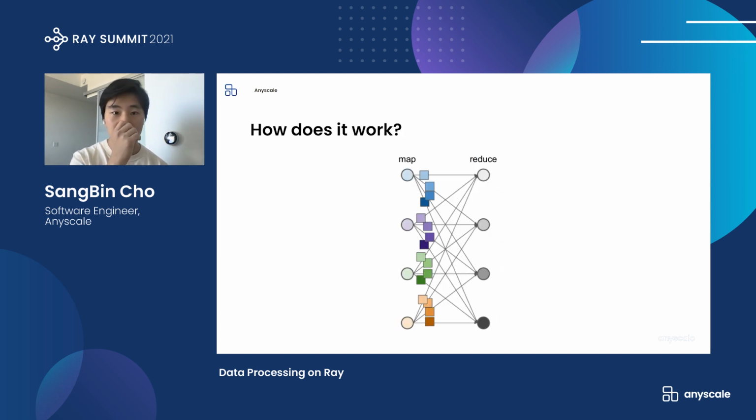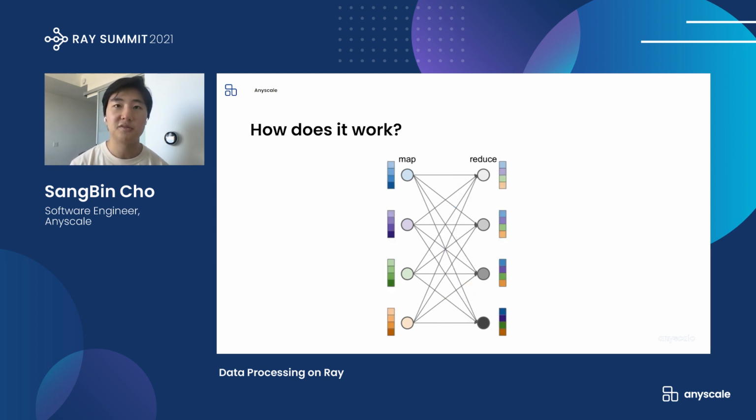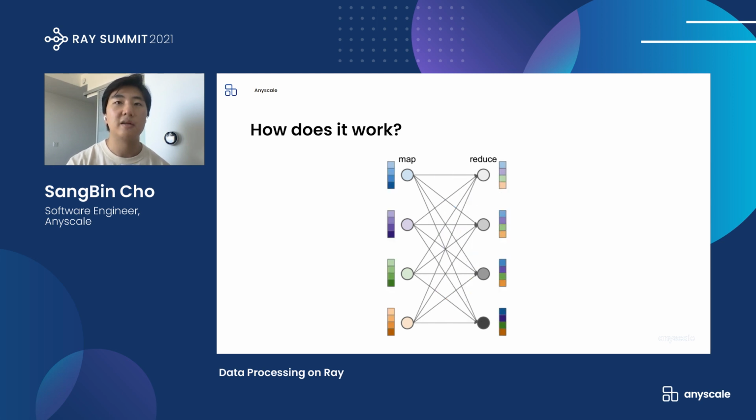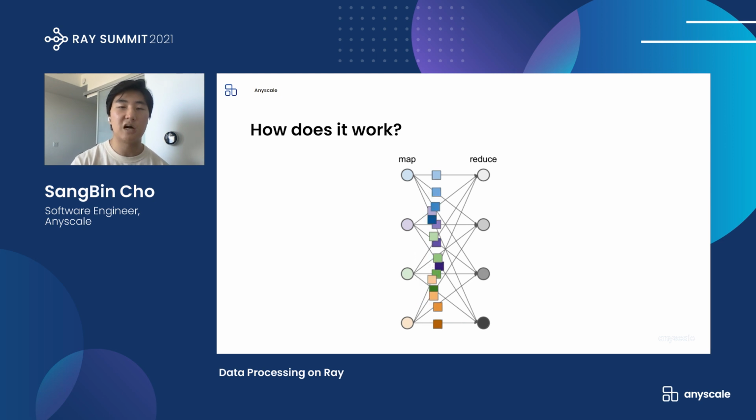So how does shuffle work? As you can see, shuffle consists of map and reduce phases. Each circle means a task, and each square means an object. The objects from each map task are streamed over to the reduce tasks, and they're shuffled there. So this is how distributed shuffle works.